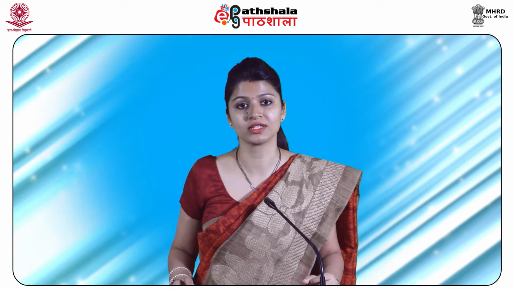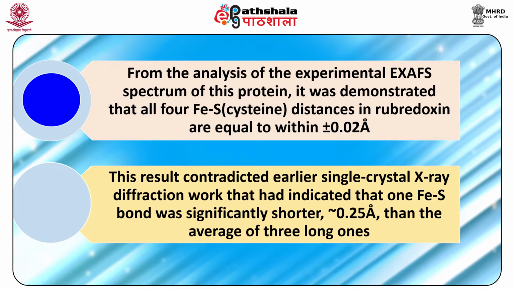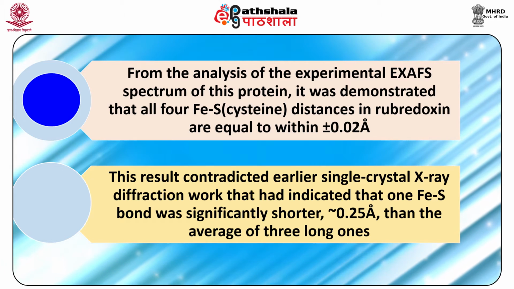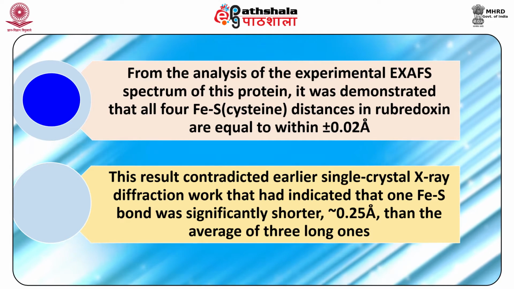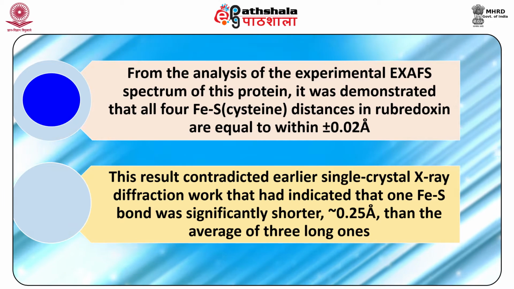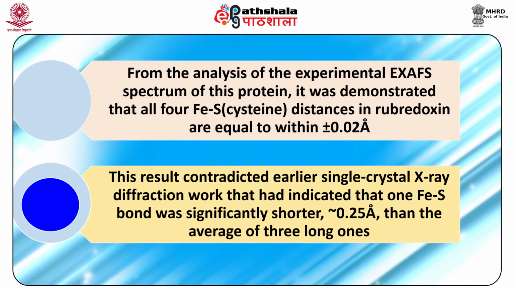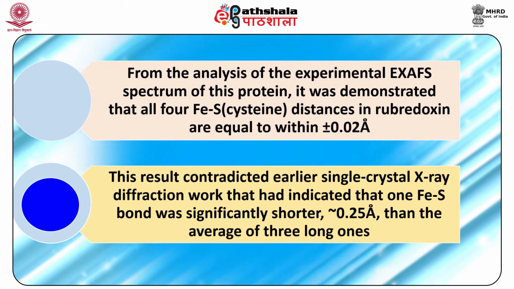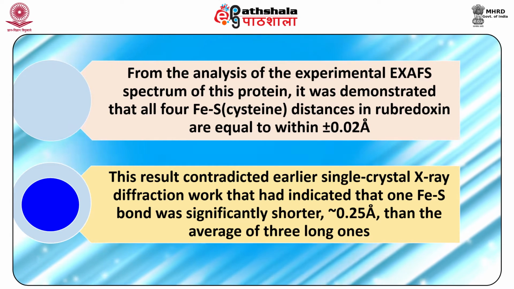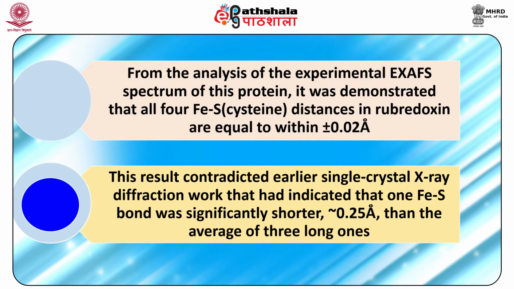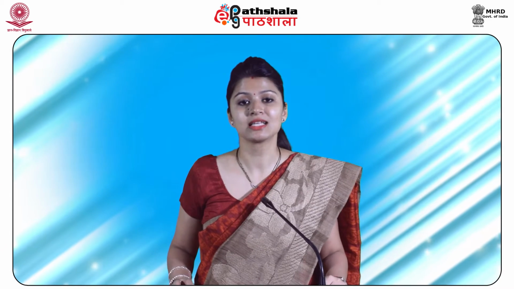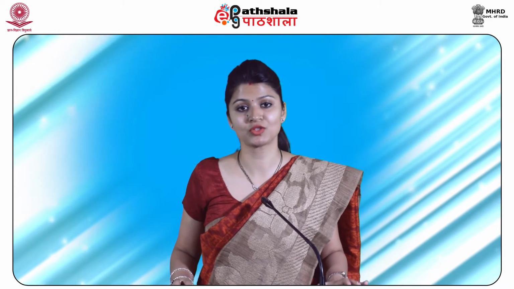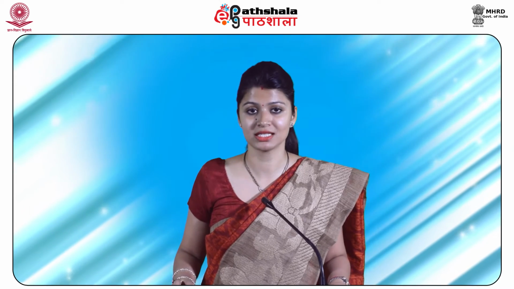sulfur protein rubredoxin. From the analysis of the experimental EXAFS spectrum of this protein, it was demonstrated that all the 4 iron-sulfur, that is, cysteine distances in rubredoxin, are equal to within plus or minus 0.02 Angstrom. This result contradicted earlier single crystal X-ray diffraction work that had indicated that one Fe-S bond was significantly shorter, approximately 0.25 Angstrom, than the average of the 3 long ones. Subsequent refinement of the single crystal X-ray diffraction data led to a more symmetric structure consistent with the EXAFS study.